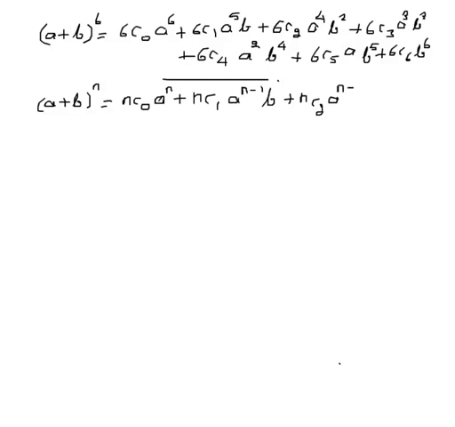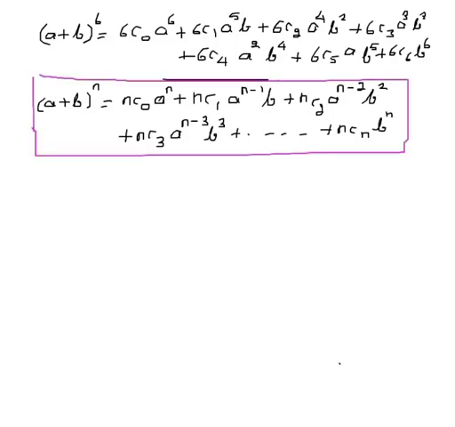nC2 a raised to n minus 2 b square. The next term is nC3 a raised to n minus 3 b cube, plus etc. The last term will be nCn a power 0, which is 1, and b raised to n. And this can be proved easily by the principle of mathematical induction.